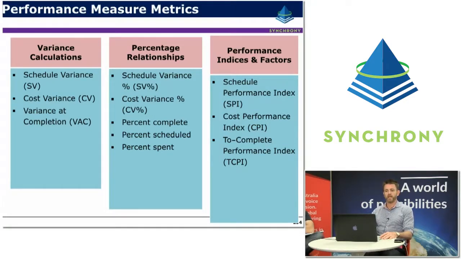For variance calculations, it's typically about schedule variance and cost variance, but there's also a measure of variance at completion as well. Those variances can also be expressed as a percentage, so you can have schedule variance and cost variance as a percentage. You can also describe the overall work performed as a percent complete, a percent scheduled, and a percent spent as well. Expressing those same factors as indices or ratios, you have a schedule performance index, a cost performance index, and a to complete performance index.